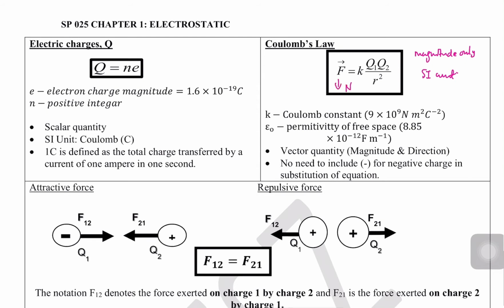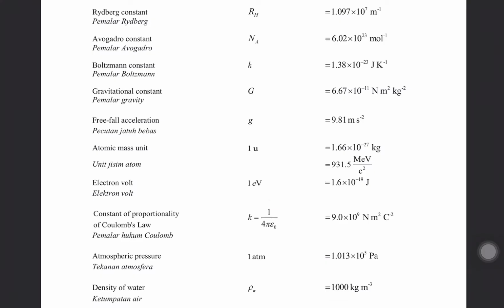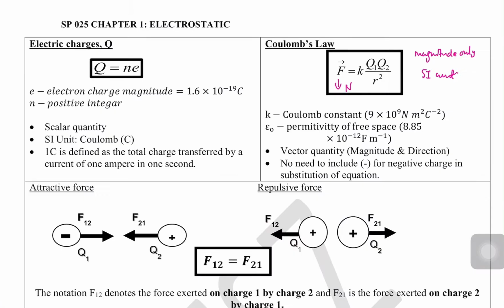K is the Coulomb constant, 9 times 10 to the power 9. Epsilon naught, because K equal to 1 over 4 pi epsilon naught. I don't remember the formula, but here it is. So K equal to 1 over 4 pi epsilon naught. Epsilon naught is the permittivity of free space. We don't need to care about this because we use K directly.